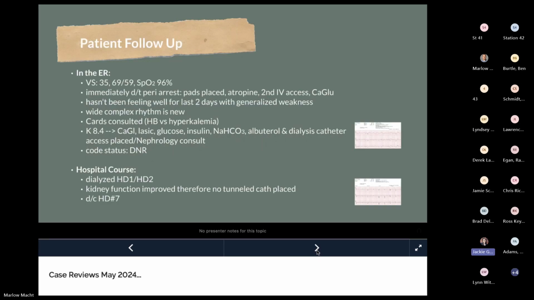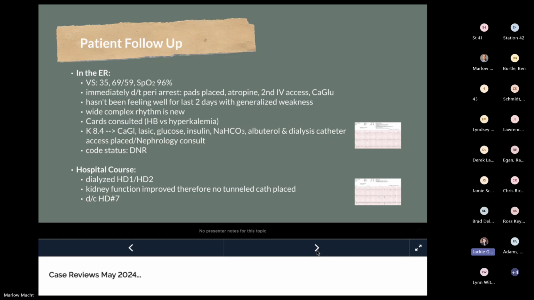So in the emergency room, her initial vital signs: heart rate of 35, blood pressure 69/59. They didn't document a respiratory rate, but they documented that her SATs were 96 on room air. They immediately placed her on pads because she appeared to be in peri-arrest. They started her with atropine, and then they placed a second IV and gave her calcium gluconate.